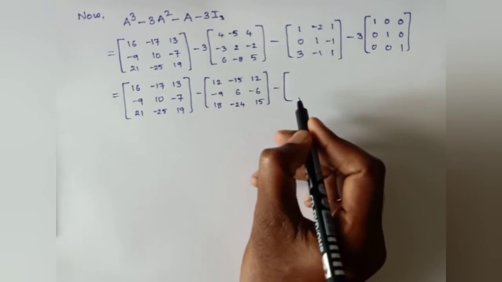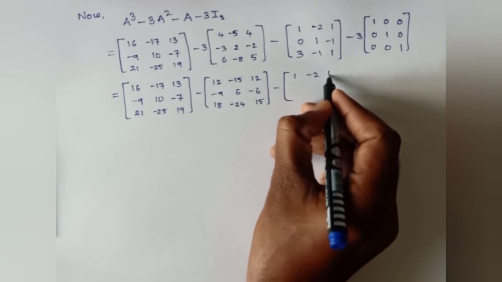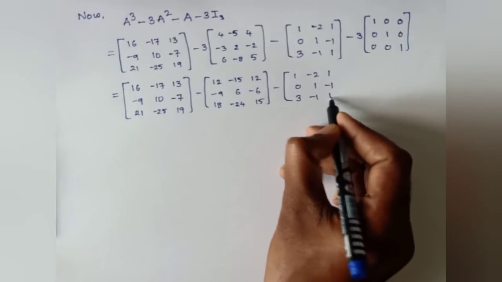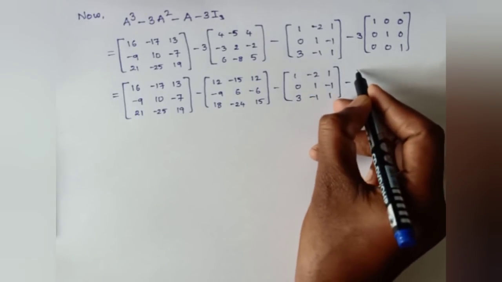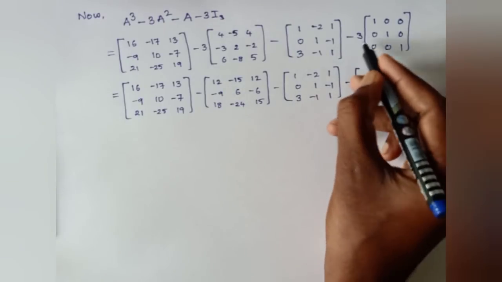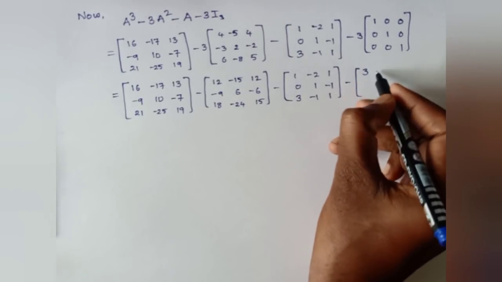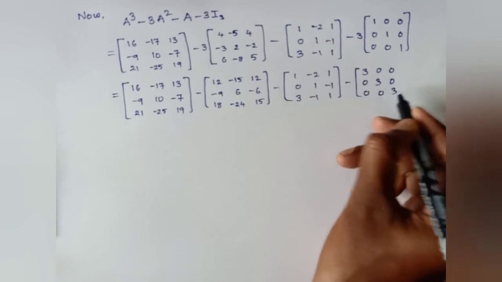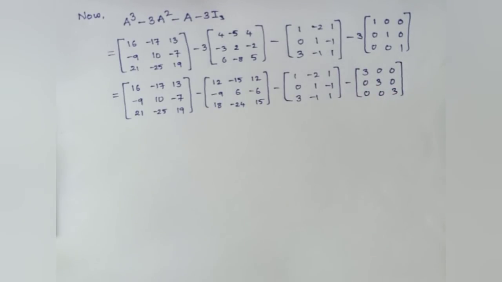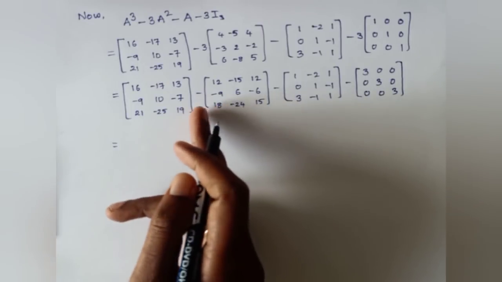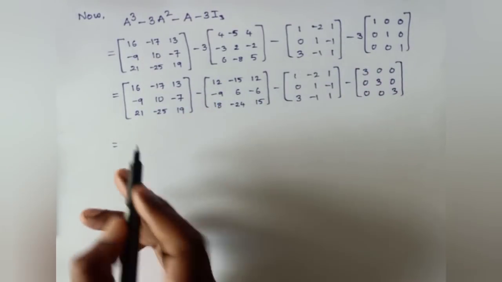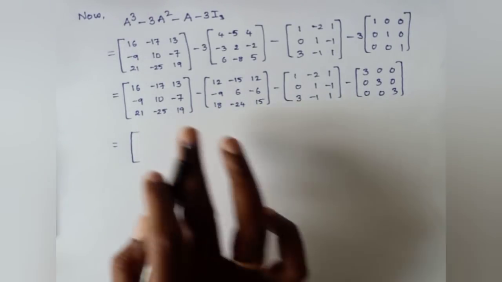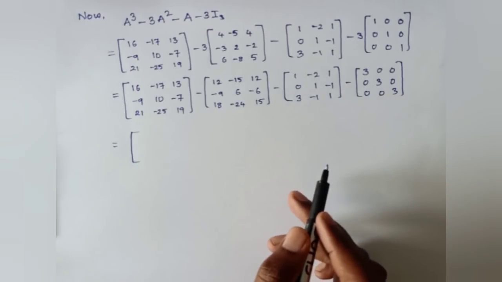Now, here A is as it is. So it is 1 minus 2, 1, 0, 1, minus 1, 3, minus 1, 1. Similarly, multiply 3 with each and every element of the identity matrix. 3 into 1, 3, 0 into 3, so it is 0, 0, 0, 3, 0. Okay, so the next thing is you need to subtract all these things from this matrix, so we get a single matrix. The difference and addition will be possible since every matrix is of the same order, 3 by 3.